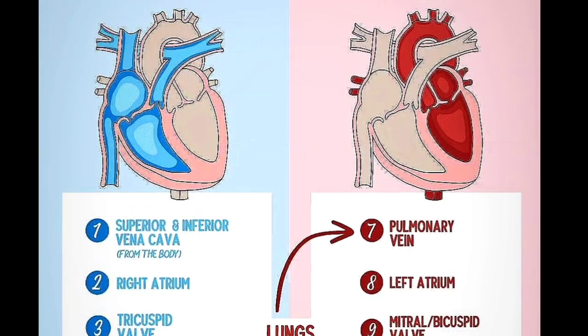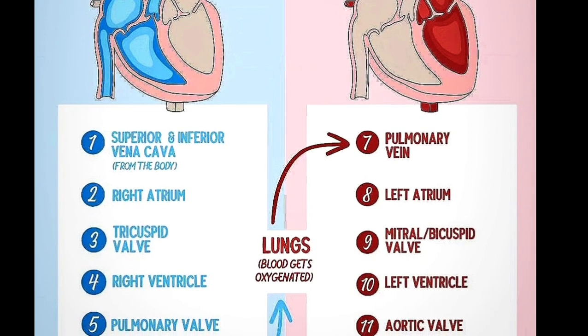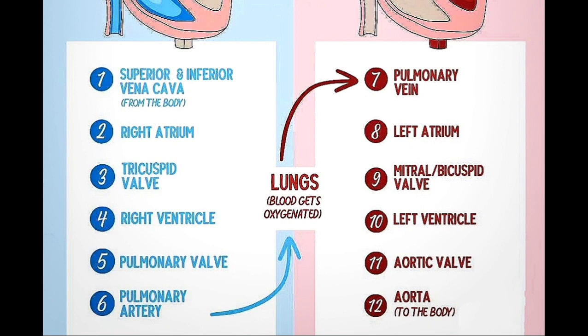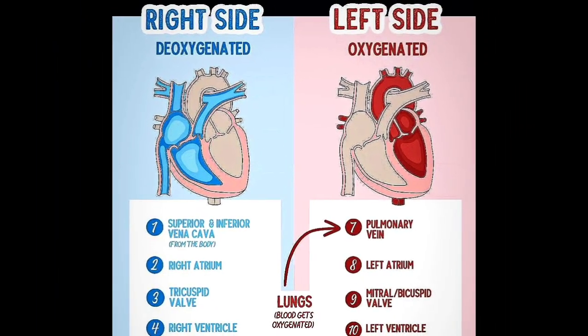After that, the number 7 point. The next 6 points are for the oxygenated blood, which is received through the pulmonary veins, number 7, into the left atrium, number 8, and number 9 is through the mitral valve or bicuspid valve. It reaches into number 10, that is the left ventricle. Through the aortic valve, which is number 11, it reaches into the aorta, that is number 12, which reaches the whole body. So I hope you understand and look at the picture.